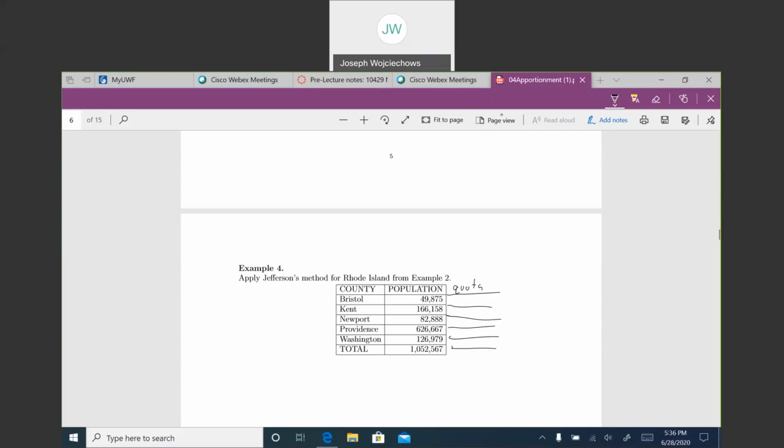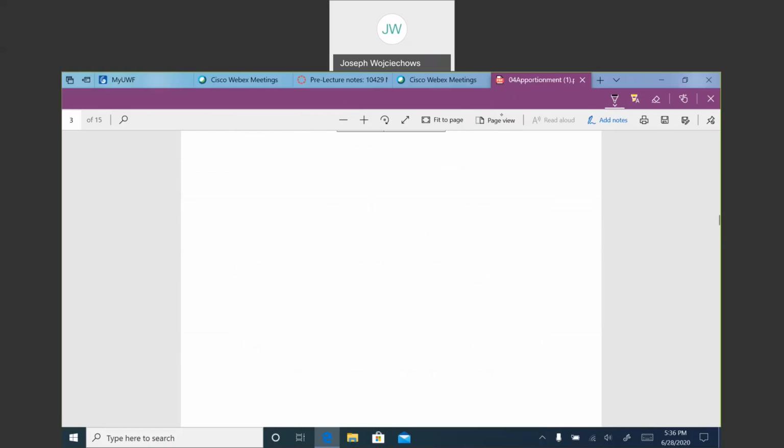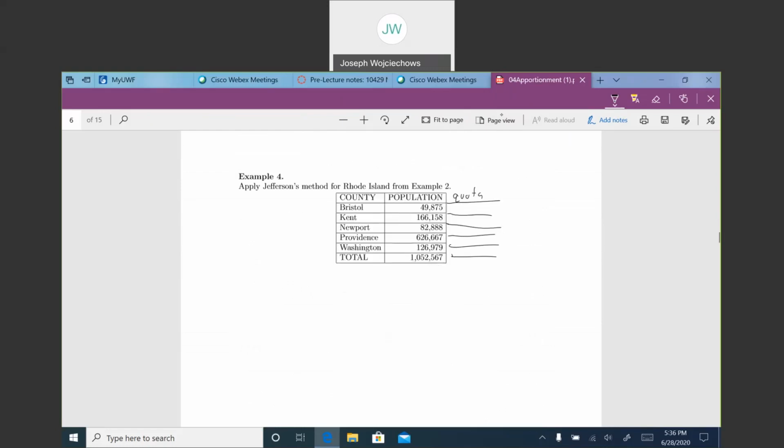Okay, so let's look at example 4 on applied Jefferson. So the first thing we need to do is figure out how many representatives we need, and that was, Rhode Island has 75 seats. So the first thing we need to do is take our total population, 1,052,567, and divide it by 75. And if we do that, we get 14034.22667.